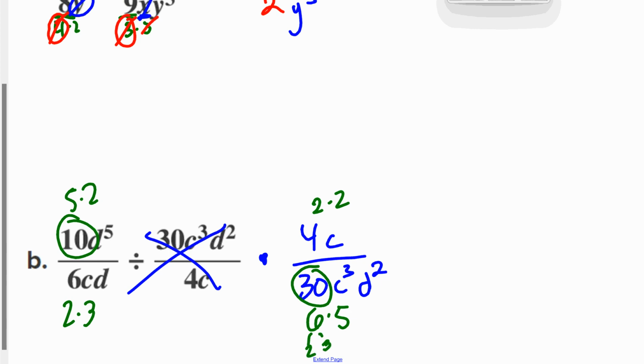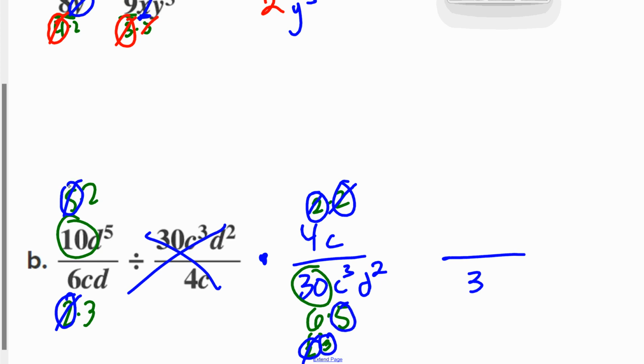So I have a 2 on top, a 2 on bottom, that would cancel. I have another 2 on top and another 2 on bottom, that would cancel. I have a 3 on bottom and I don't have another 3 on top, so that 3 would stay on bottom. I have a 5 on bottom and a 5 here, so those would cancel. That means I'm just left with that 2 on top, so 2/3.